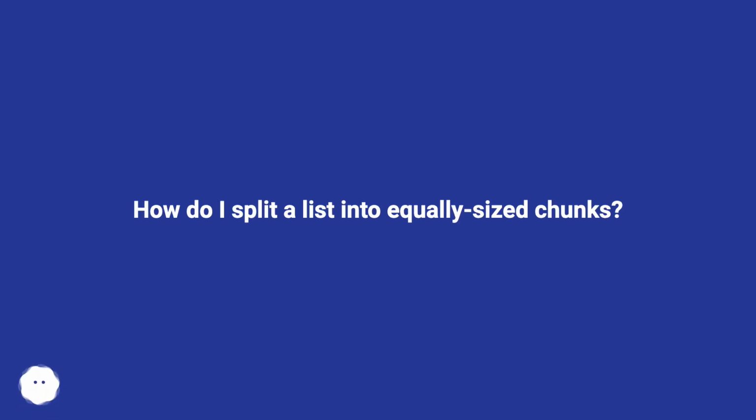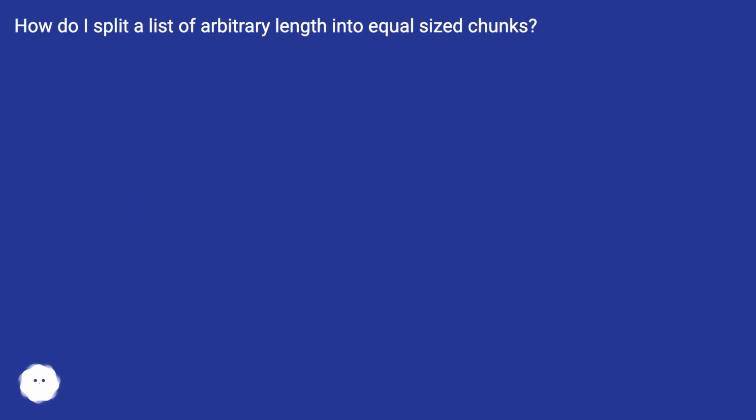How do I split a list into equally sized chunks? How do I split a list of arbitrary length into equal-sized chunks?